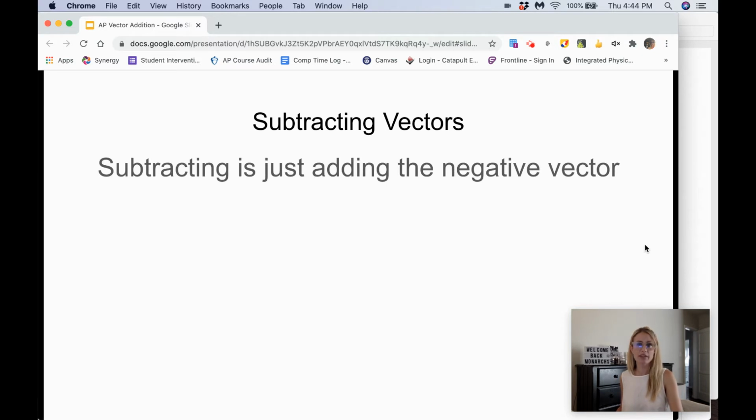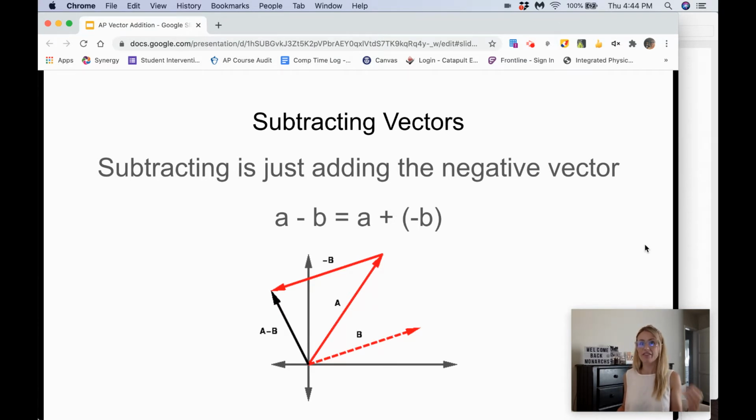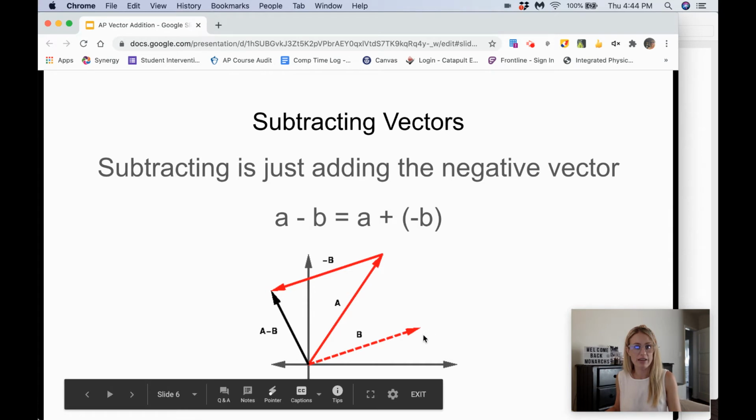Now, when we subtract vectors, all we're doing is adding a negative vector. Remember, when we have a sign on a vector quantity, such as velocity or acceleration or displacement, the sign just gives the direction. So a negative vector is just the opposite of the positive vector. If I have vector B and I want to subtract vector B, all I do is flip it 180 degrees and then add it to vector A, which makes total sense, right?